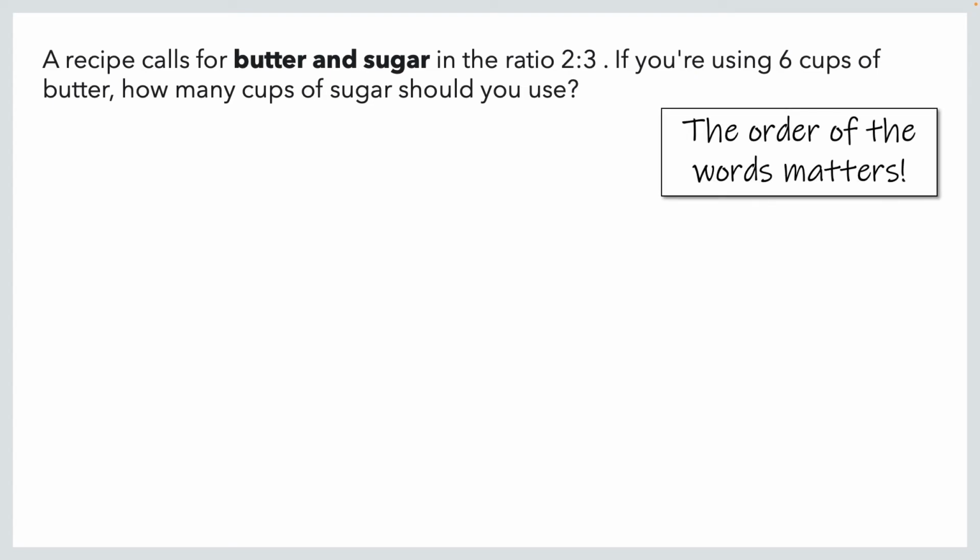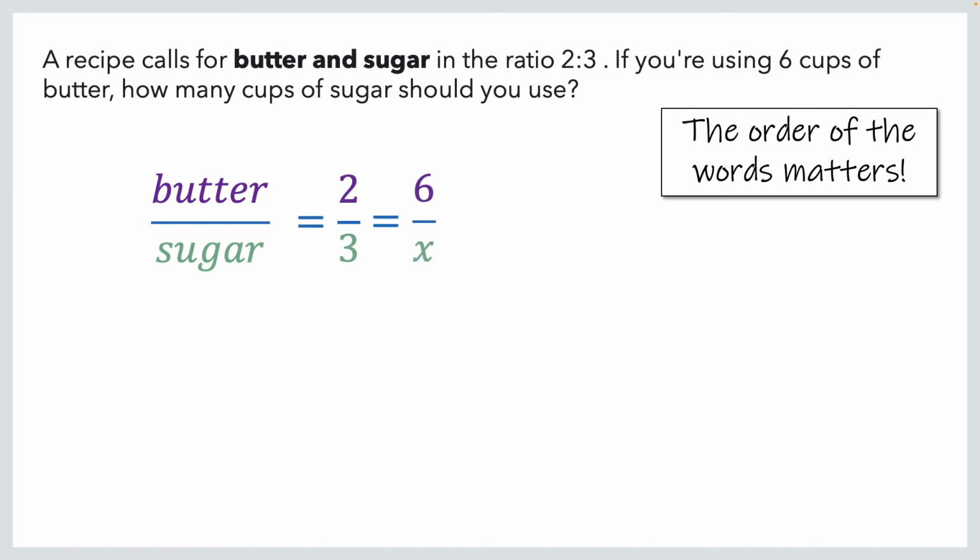And again, the order of the words matters. So we're talking about butter and sugar. So let's put butter on top of sugar. We're comparing butter to sugar in the ratio of 2 to 3. Since butter came first in the sentence and 2 came first in the ratio, we know that butter partners with the number 2. Sugar partners with the number 3. So if we're using 6 cups of butter and we need to know how many cups of sugar we need, we're going to put 6 on top and x on the bottom.